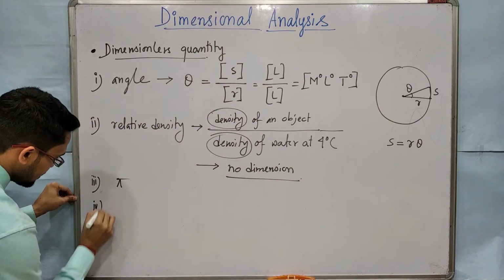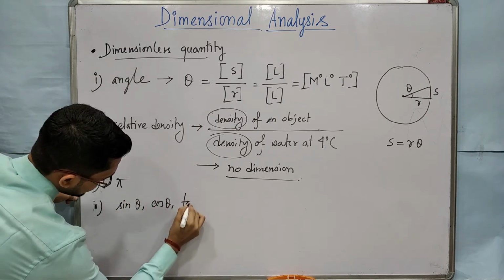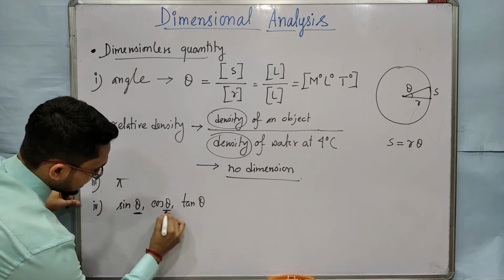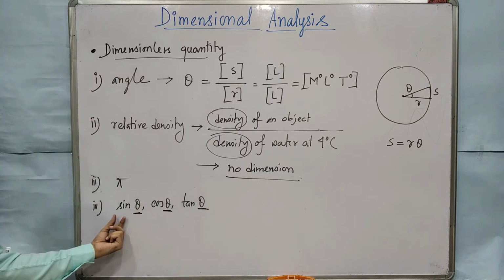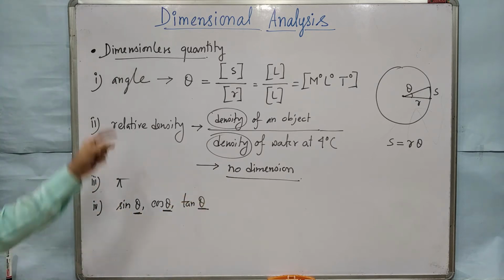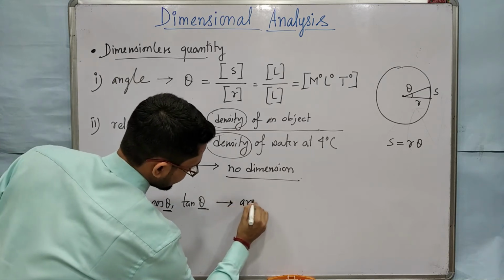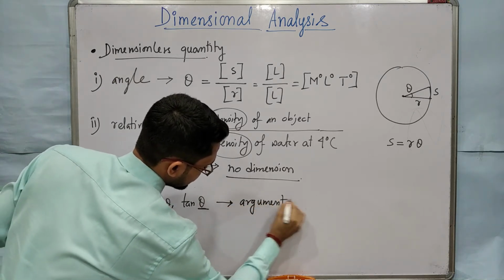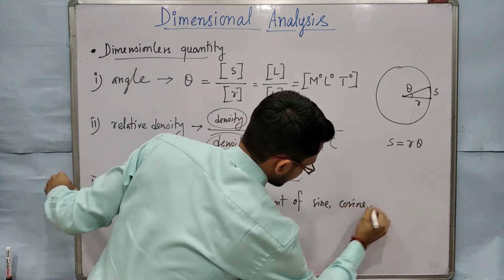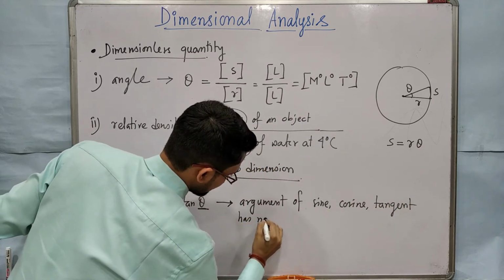Another is trigonometric functions: sin theta, cos theta, tan theta. Here I am concentrating on this theta, the argument of sine, argument of cos, argument of tan. That means only theta. Theta has no dimension, which we have already seen. So the argument of sine, cosine, tangent has no dimension.